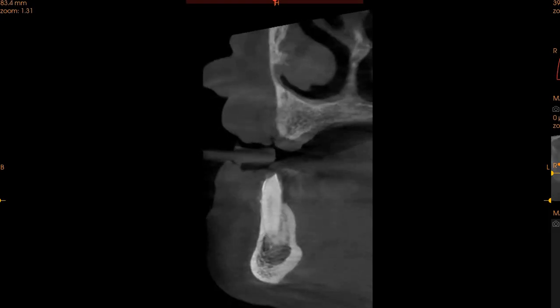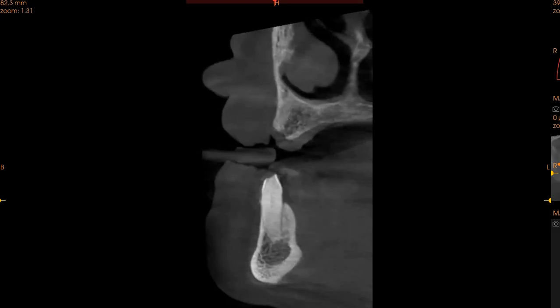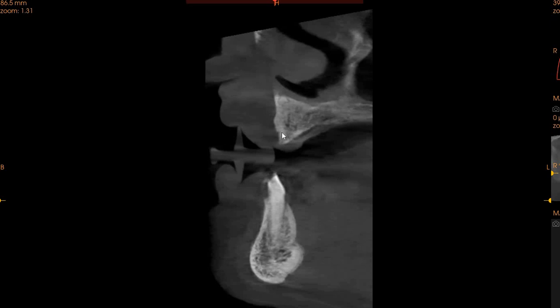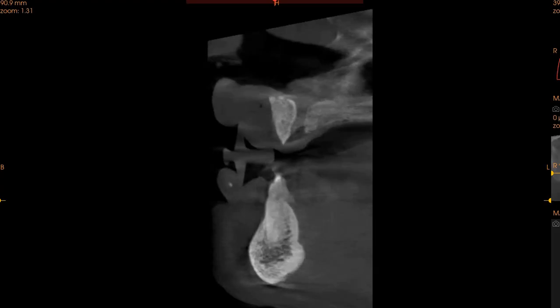Then moving to the lateral region, again we've got good bone here. There we go. 7 millimeters of ridge width with 10 millimeters of height. In the central region, we've got again knife edge at the crest, 5 millimeters slightly below, and 9 millimeters of length. This is the incisive canal.